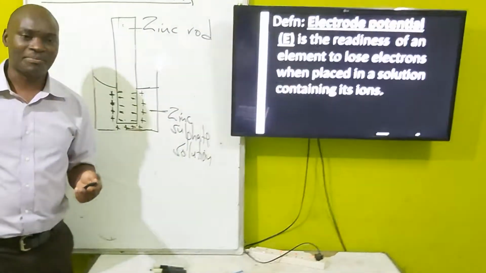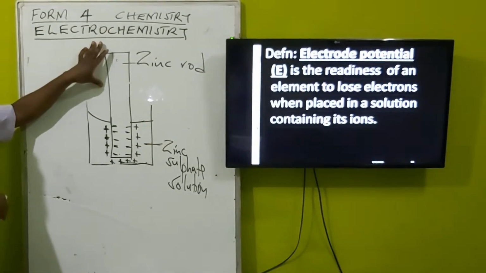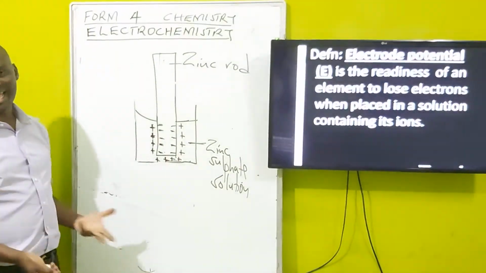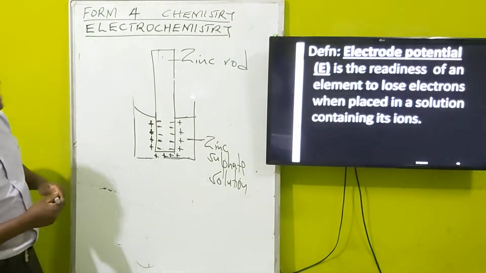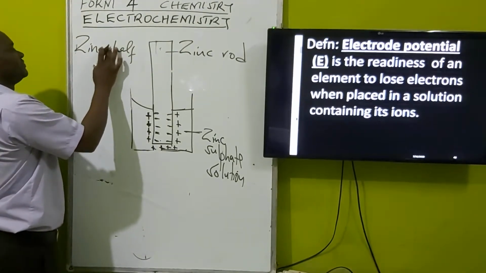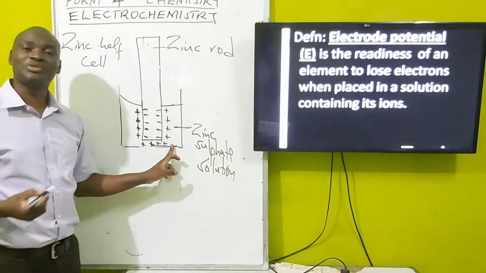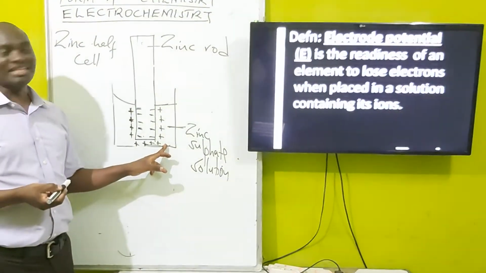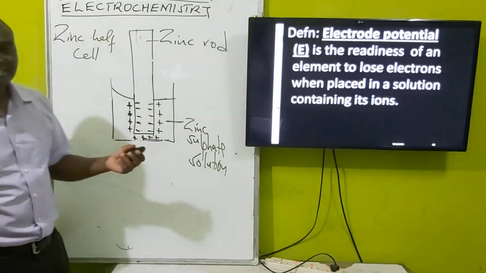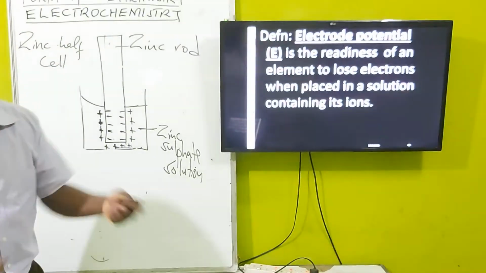Now, this setup, where a metal is placed into a solution containing its own ions, is what we call a half cell. This one is now called a zinc half cell. If I was using lead placed into a solution containing lead two ions, for example lead two nitrate, then I will call it a lead half cell. So a half cell is as simple as that. Just take a metal rod, place it into a solution that contains its ions, and you have a half cell.